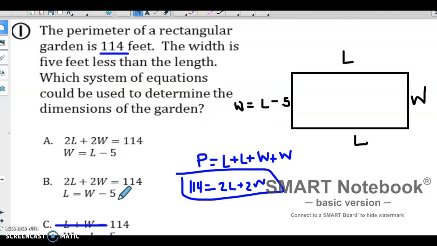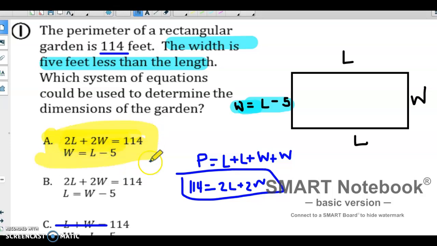Now we want to look at the part of the problem that says the width is 5 feet less than the length. So here we said width is 5 feet less than the length. So you're going to take the length and subtract 5. And when we do that, we see that the correct answer here is letter A. So the system of equations 2L plus 2W equals 114, W equals L minus 5. That is the correct system for this problem.